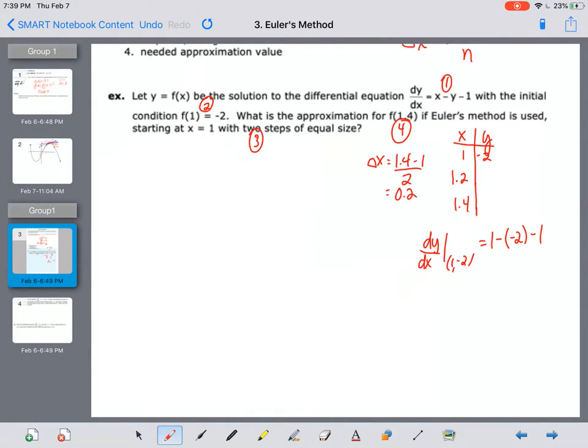First thing is to actually get the derivative, because we have the point. So all we're doing is taking that point and plugging it into our derivative equation. So 1 minus negative 2 minus 1, and when we calculate that, we wind up getting 2. Okay? So we know our slope is 2, which means we can use our tangent line to approximate 1.2. Okay, so that's going to be our new y value.